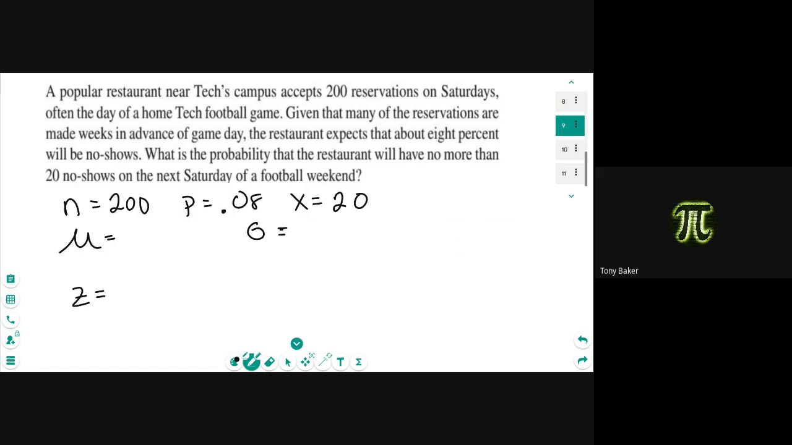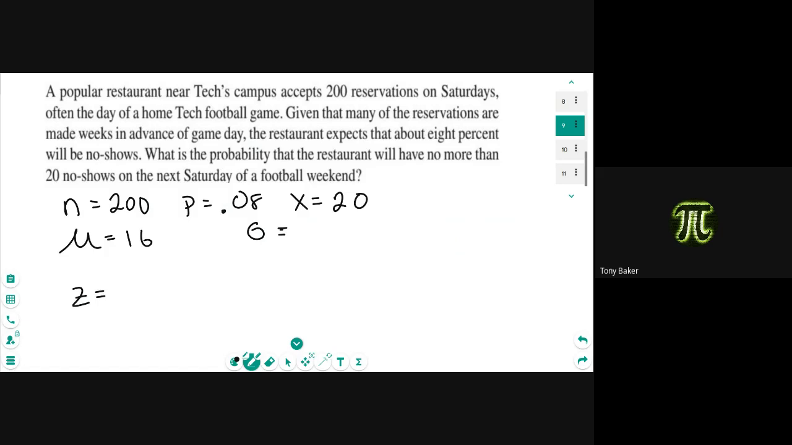Okay, and then we do 200 times 0.08 times 0.92, because those two have to add up to 1. So 200 times 0.08 is 16.